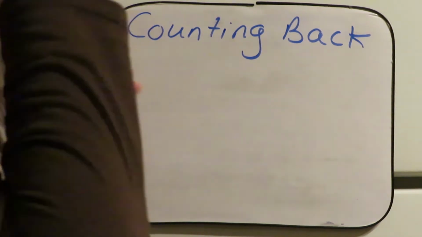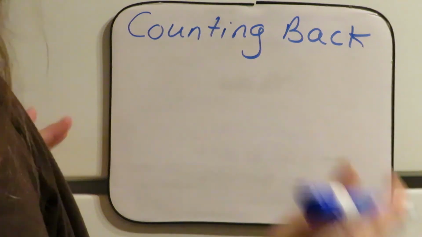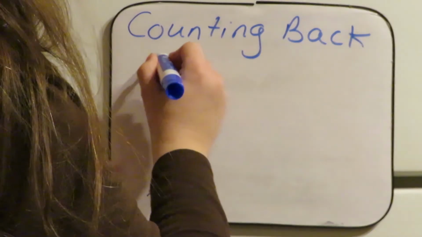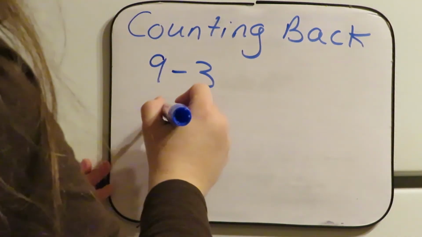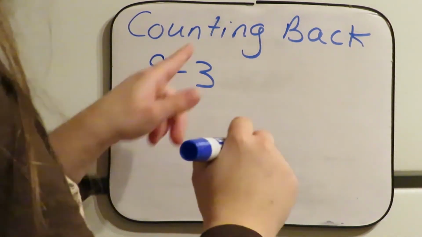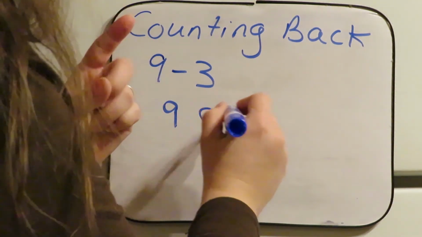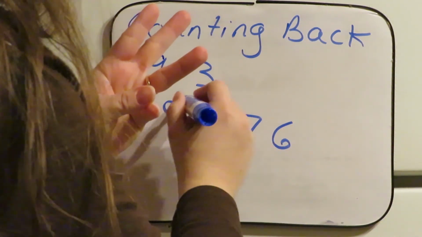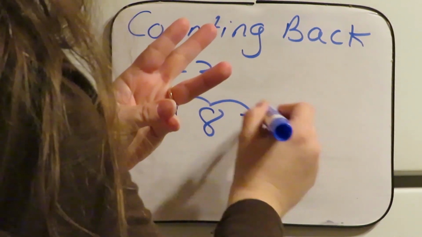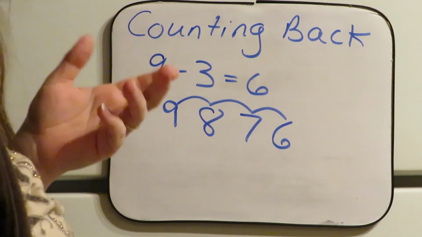Counting back is a strategy that we use with young children doing subtraction. For example, 9 minus 3. We take 9 and we count back 3 numbers. 8, 7, 6. 1, 2, 3. 9 minus 3 equals 6.